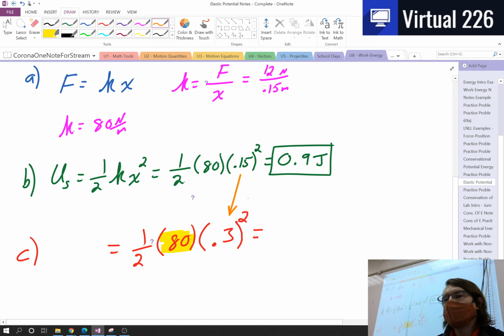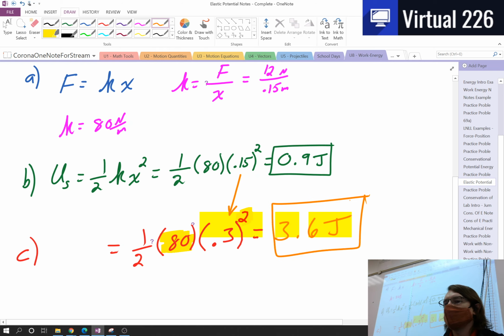In our case here, when we double this stretch from 0.15 to 0.3, not only are we doubling it, but we are squaring that amount. So 2 times as much, but what is 2 squared equal to? That is 4. This will give us 4 times as much energy. And 0.9 times 4, or like 9 times 4, that's going to be 3.6 joules of energy. And if you threw that into a calculator, you'd get the same thing.